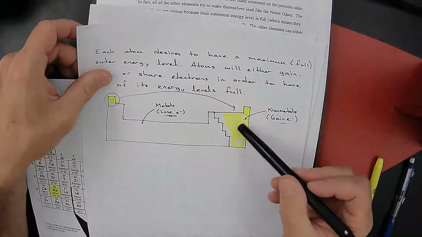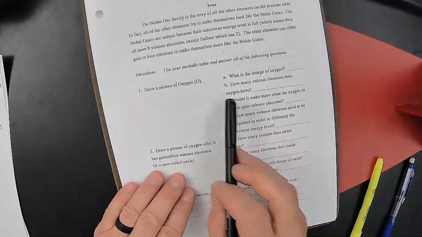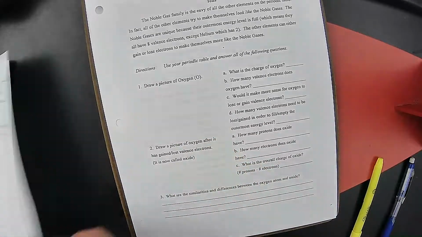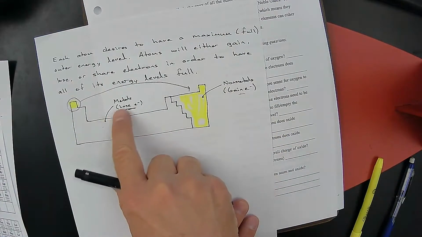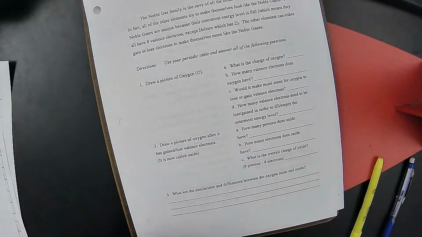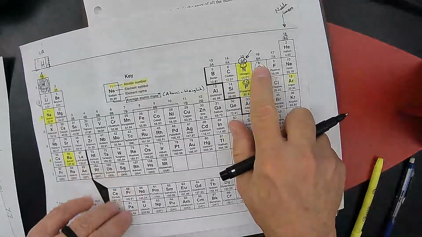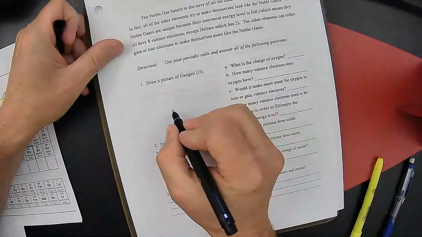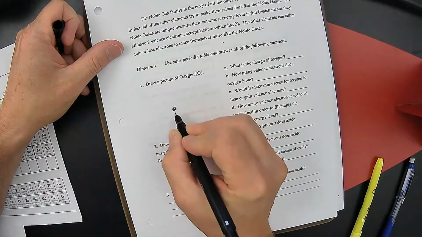So when we look at oxygen, it's in this area right here with the nonmetals. We would expect oxygen to want to gain electrons in order to have a full energy level, because oxygen's a nonmetal, and in general, nonmetals like to gain, metals like to lose. So when we look up oxygen, we see oxygen is number 8 on the periodic table. So we're going to draw it. 1, 2, 3, 4, 5, 6, 7, 8.